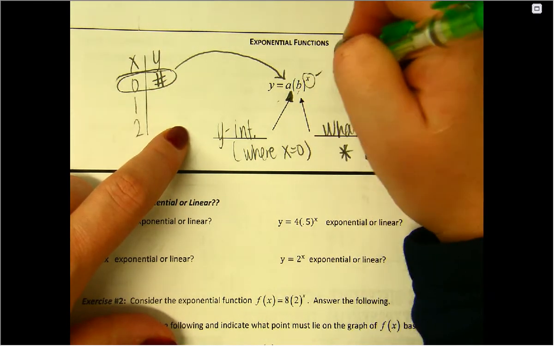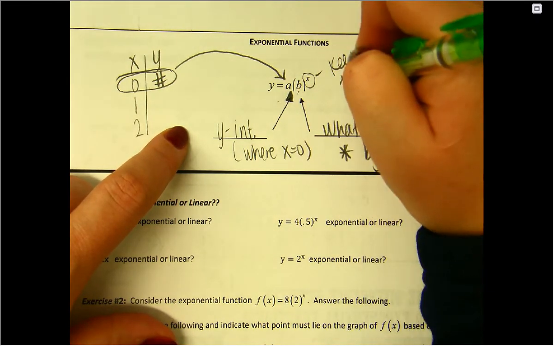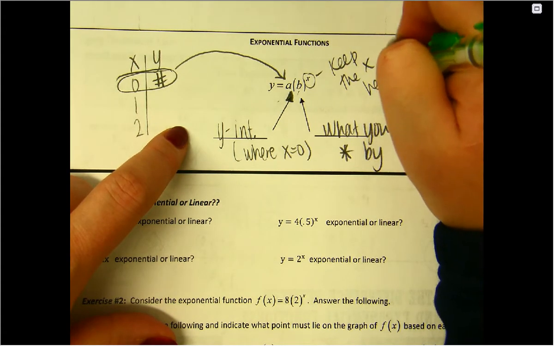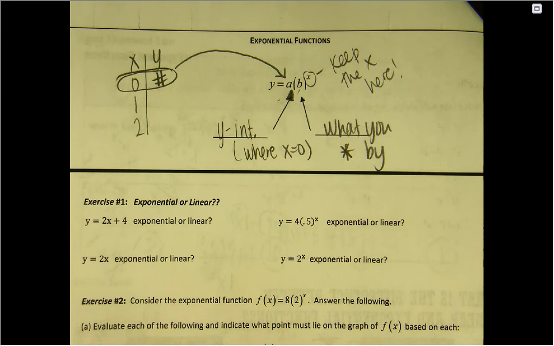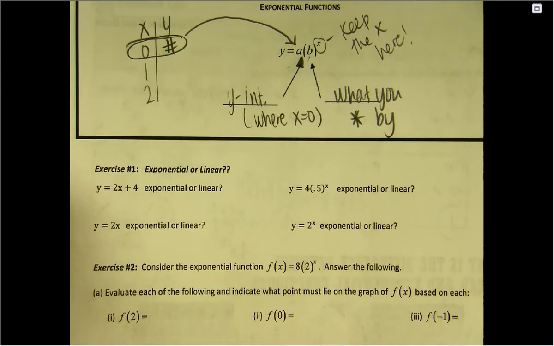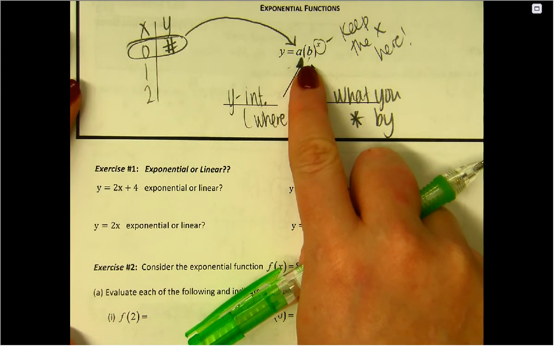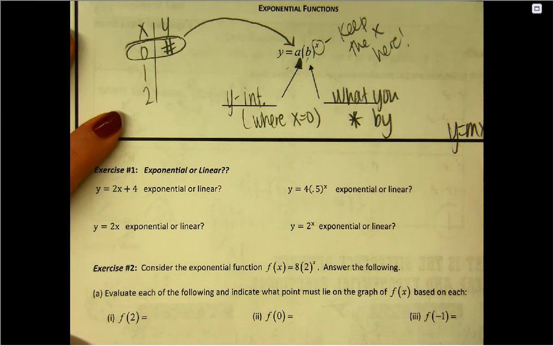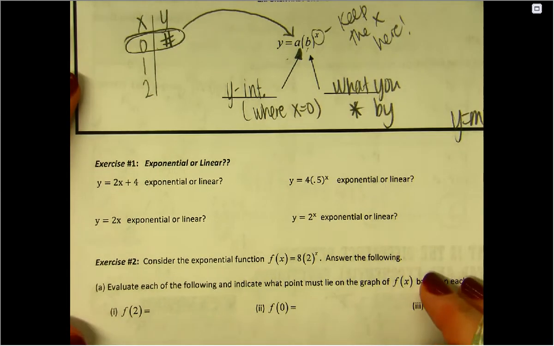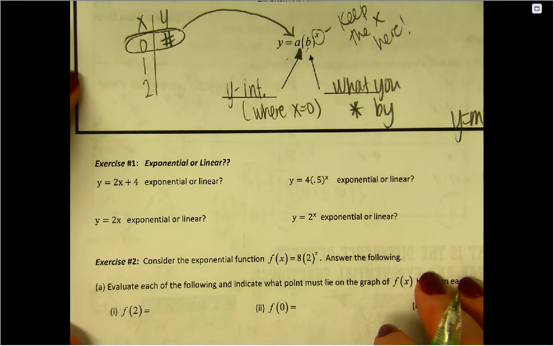This x, keep the x here. Okay, this is what we usually evaluate. So let's just jump into things that we see. This is my exponential function equation, and then my linear equation, y equals mx plus b. So what we're going to do is determine if this is exponential or linear.